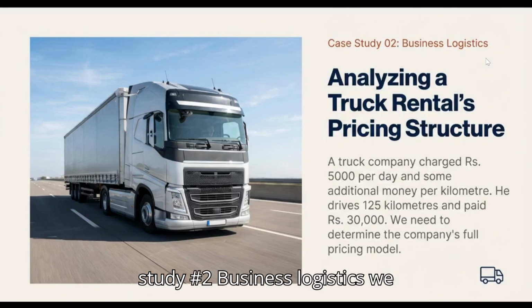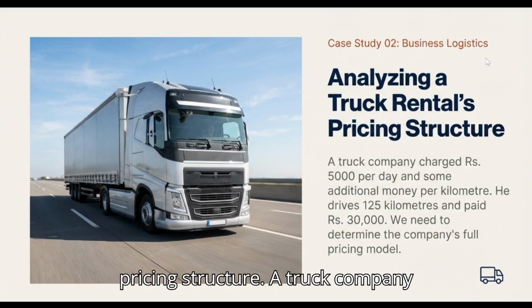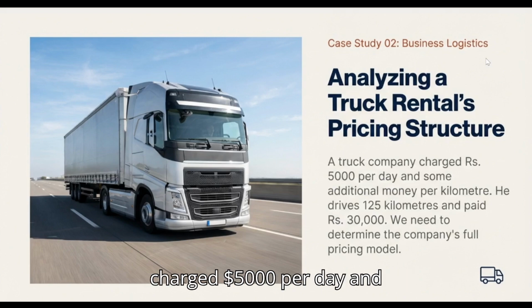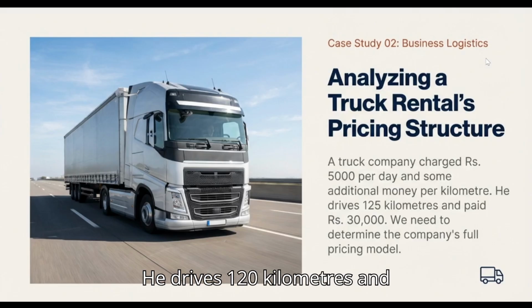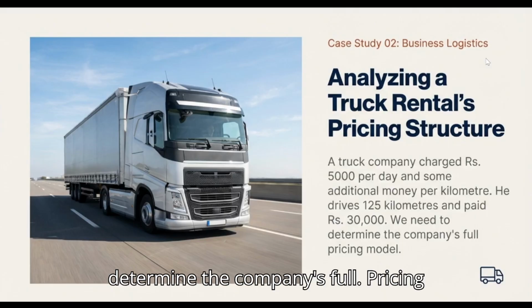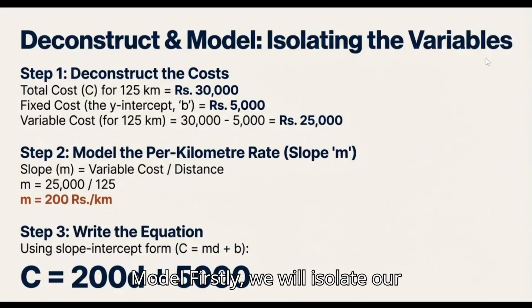Case study number 2, business logistics. We will analyze a truck rental's pricing structure. A truck company charged 5,000 rupees per day and some additional money per kilometer. He drives 125 kilometers and paid 30,000 rupees. We need to determine the company's full pricing model.